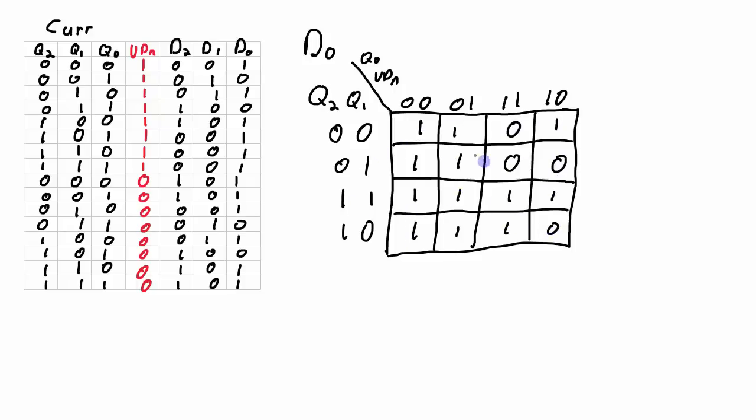D0 is a little bit nicer than the other D values because I can make larger groups. I can make a nice big group of 8 here. I can make a group of 4 here. I can also make a group of 4 here to get the one on the right there. And finally, I can make a group of 2 with that block and that block. Put those together.